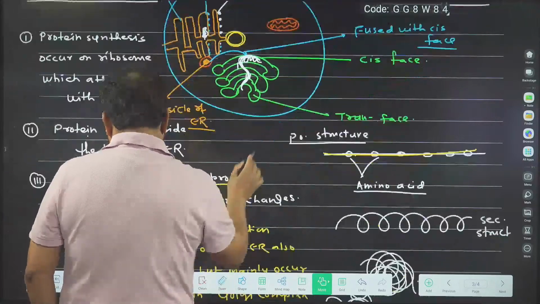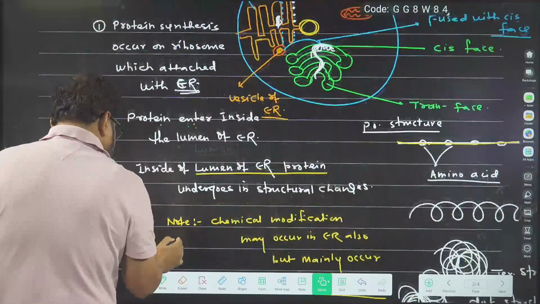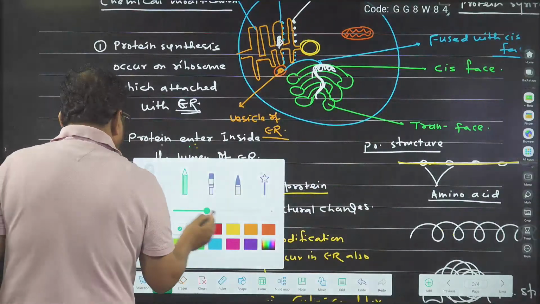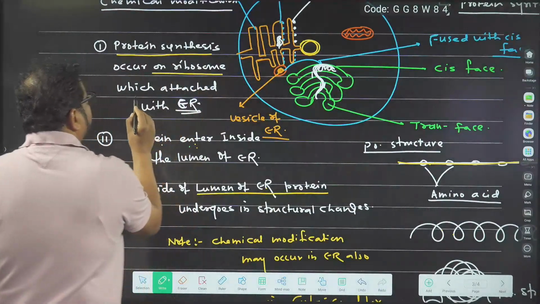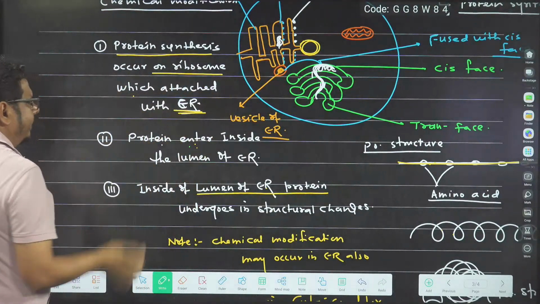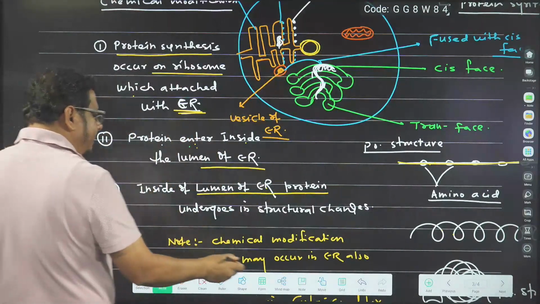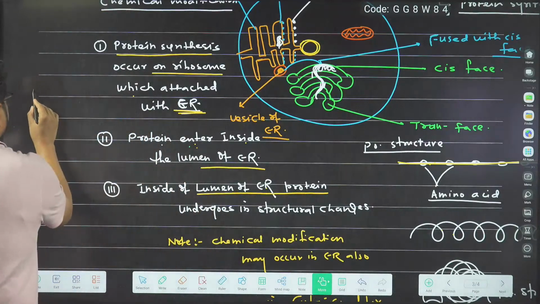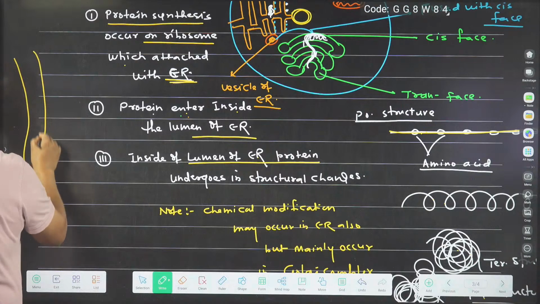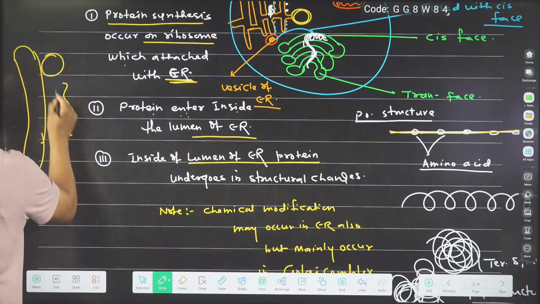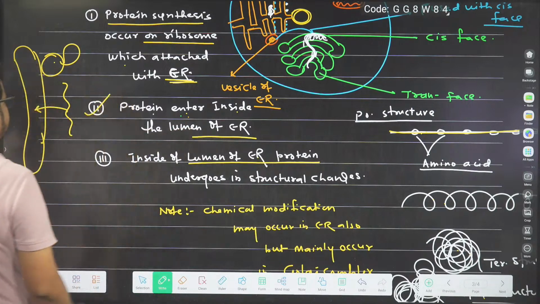So let me write first. Up to here I wrote, I hope you understand. I am just writing in sequence so you will understand better. Very first I wrote protein synthesis occurs on the ribosome which is attached to the ER. I hope it is okay. Then the protein enters inside the lumen of the ER. From outside it enters inside the lumen. Suppose that here protein synthesis occurs outside on the ribosome, and then it enters inside. So the protein enters the lumen, it is okay.